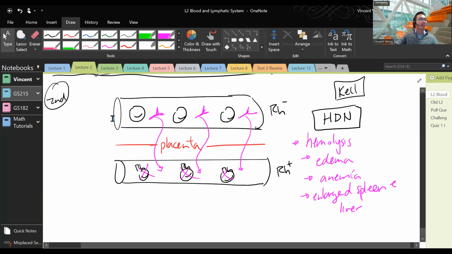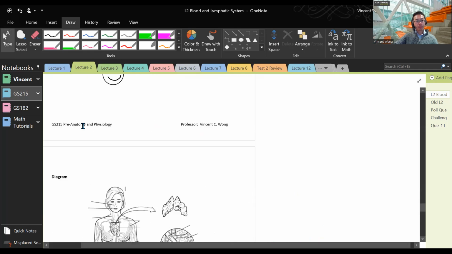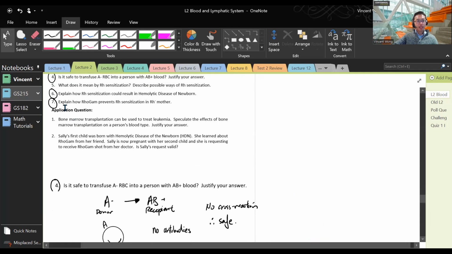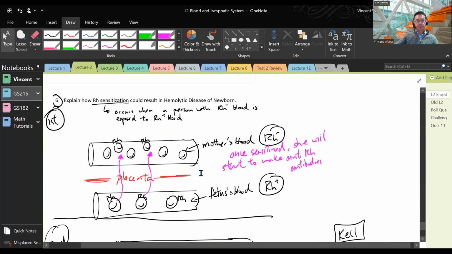So how do you prevent something like this from happening? That's question number 7: explain how RhoGAM prevents Rh sensitization. In order to prevent this from happening, you have to do it in the first pregnancy. If you suspect the baby is going to be Rh positive, you have to suggest to the mother to take RhoGAM. And how do you know if the fetus is going to be positive?